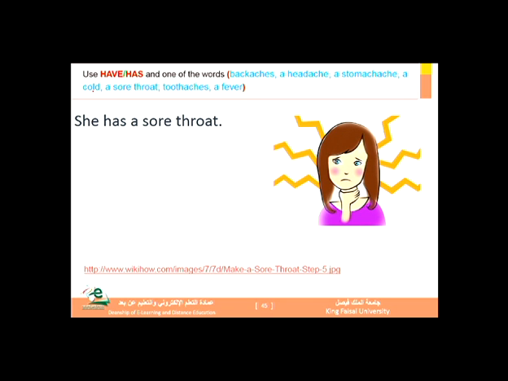This little girl suffers from a sore throat. And again, has with she. She is a singular pronoun, and has is the form of verb to have which is used with the pronoun she. She has a sore throat.